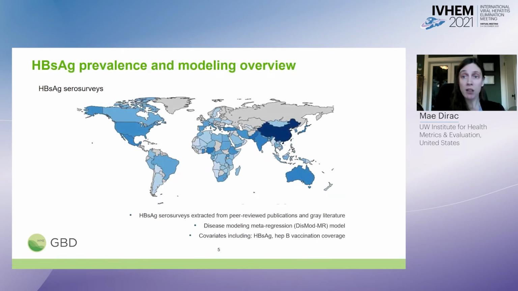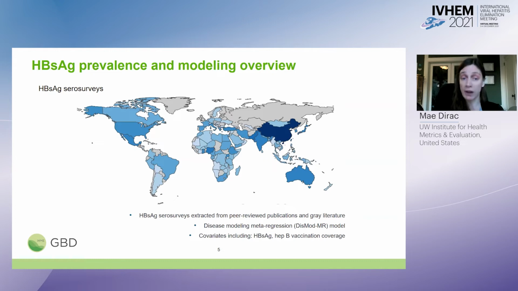I won't describe all of the data inputs and statistical approaches in our pipeline, again, hoping to focus on results, but I will show here the coverage of data that we have. So these are serosurveys for hepatitis B surface antigen in our database, either extracted from peer-reviewed publications or the gray literature. Every country with blue has at least some serosurveys. In gray, we don't have any primary data for this indicator.